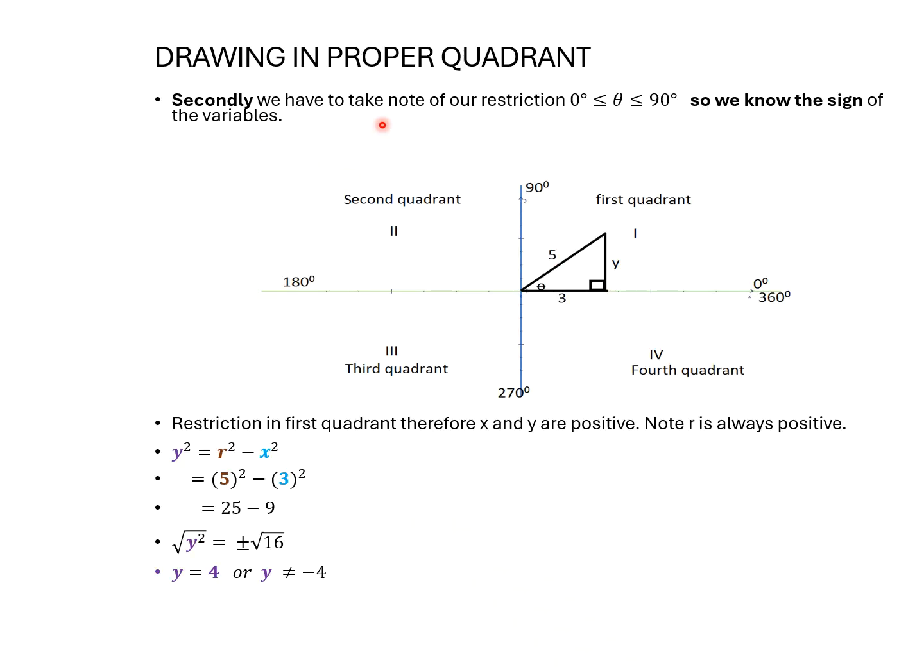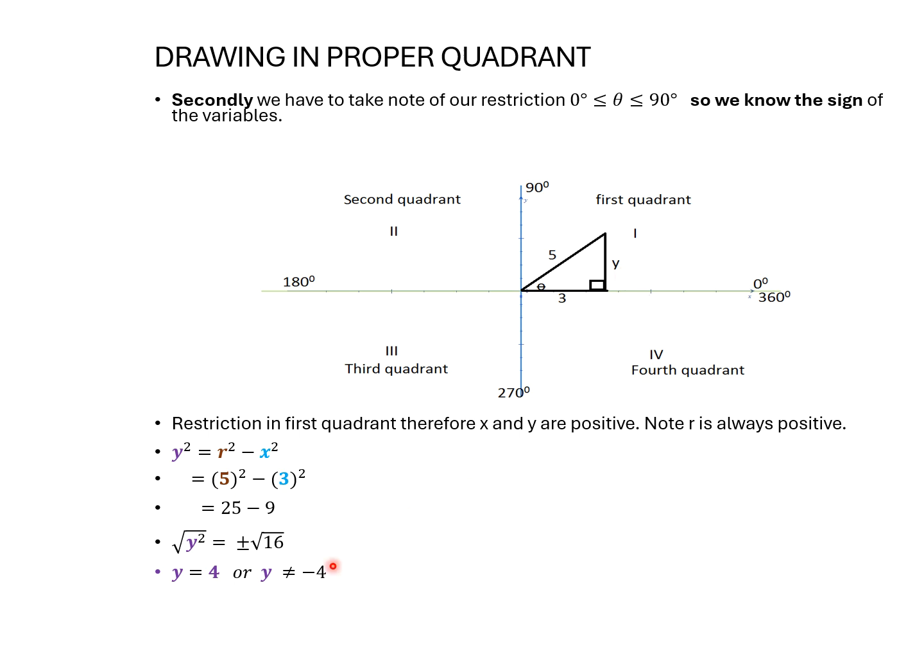So 0 to 90, we're drawing a first quadrant. So my x is positive 3 and my r is positive 5, and r is always positive. In the first quadrant, to get y, remember it's always the longer side minus the shorter side. So y squared equals r squared minus x squared. So 5 squared minus 3 squared, 25 minus 9, gives me 16. Going from y squared to y, y equals plus or minus the square root of 16, so y equals 4 or y equals negative 4. In the first quadrant, y is positive, not negative.